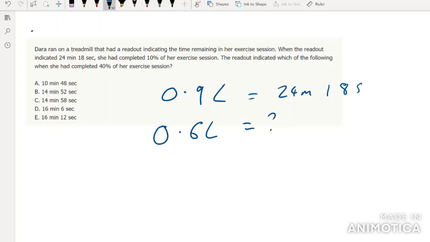And 0.6 L is just 2/3 of 0.9 L. So in other words, we just need to times this number by 2/3. And so doing them individually, we get 16 minutes and 12 seconds. And so the answer is E.